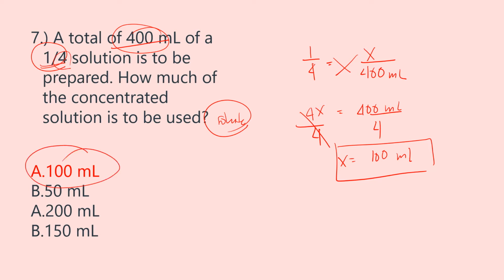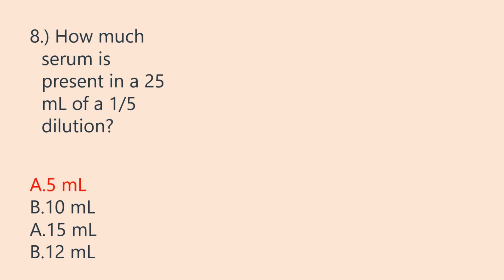So for question number 8, the question is, how much serum is present in a 25 ml of a 1 over 5 dilution? So you are provided here the total volume, which is 25 ml, and a dilution of 1 over 5. So what is being asked is the amount of solute. So the manner of solving this is actually the same as the manner of solving in question number 7.